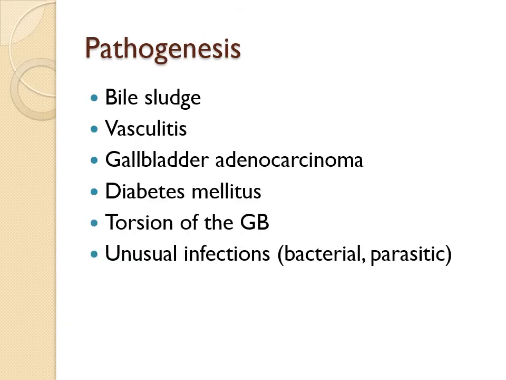For the pathogenesis or etiology of your acalculous cholecystitis, so you can have bile sludge, you can have vasculitis, the presence of a gallbladder adenocarcinoma, diabetes mellitus, torsion of the gallbladder, and unusual infections like bacterial or parasitic infections.